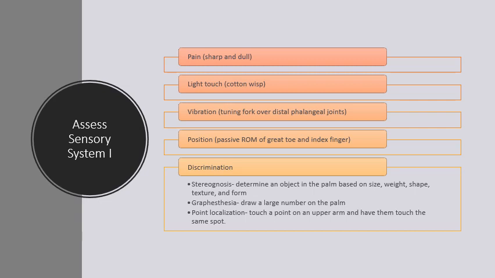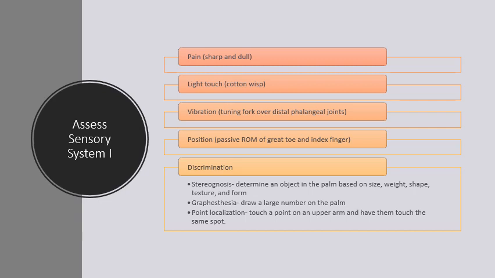And then for dull, you could use the other end of your pen, or even the cotton tip. Light touch would be a cotton wisp, like a cotton ball that you've pulled apart so that it's very wispy. And then vibration, again, a lot of places don't have tuning forks anymore, but if you did have a tuning fork, you could strike it and then take the vibrating fork and put it over the distal phalangeal joints to see whether or not the person could sense the vibration. With position, passive range of motion, great toe and index finger to see whether or not they can sense that you're moving them.